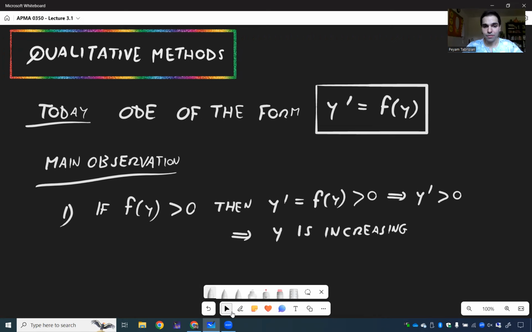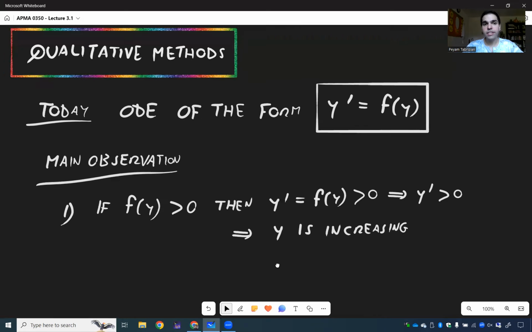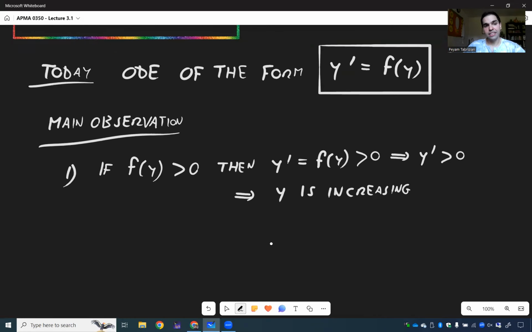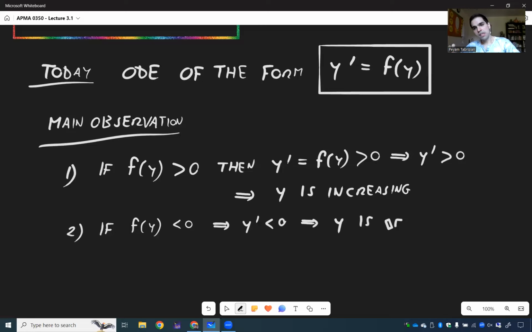So just knowing the sign of our function already tells you something about the differential equation, which will be super, super important. And well, similarly, if f is negative, then we can reverse this. So if f of y is negative, then we get y prime is negative, and so y is decreasing.